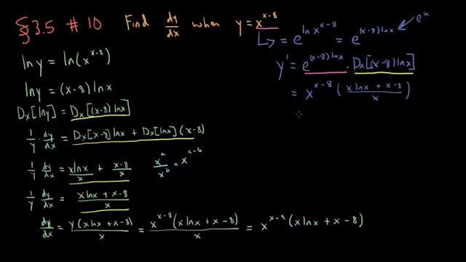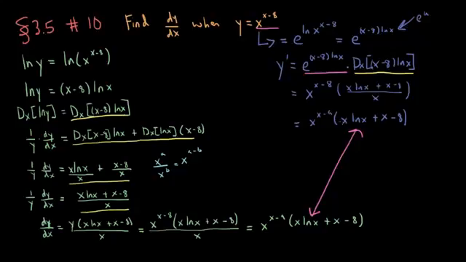And what do you see here? This step right here is exactly the same as this step right here. And if we simplify one more time, just like we did previously, using rules of exponents, we get x to the x minus 9 power times x natural log of x plus x minus 8. And here we see that we got the exact same solution in both instances.